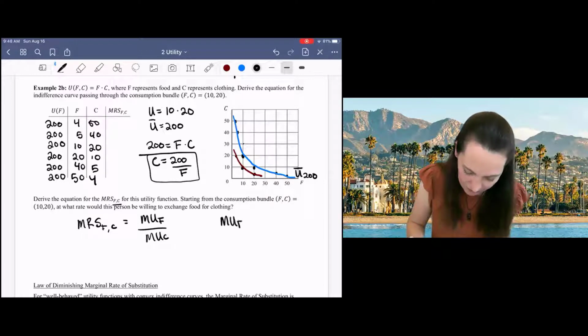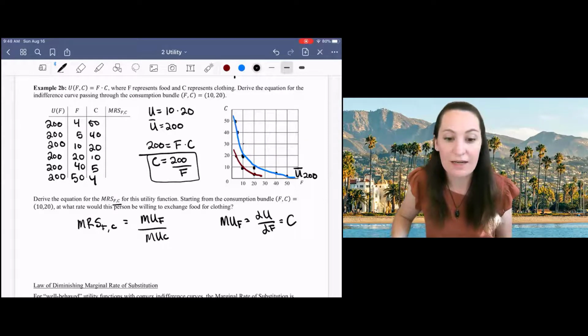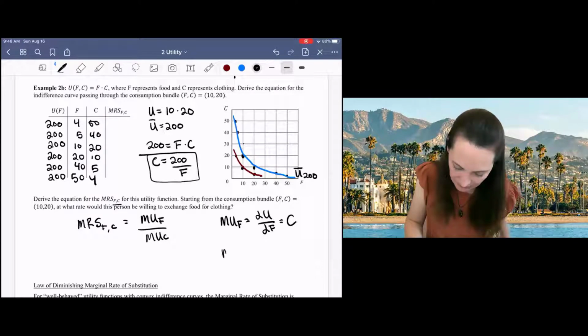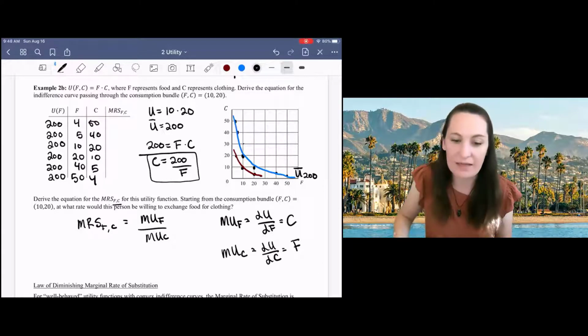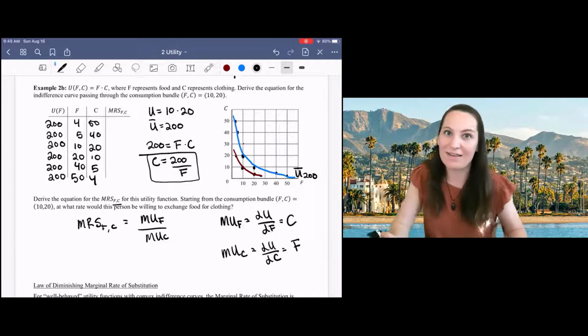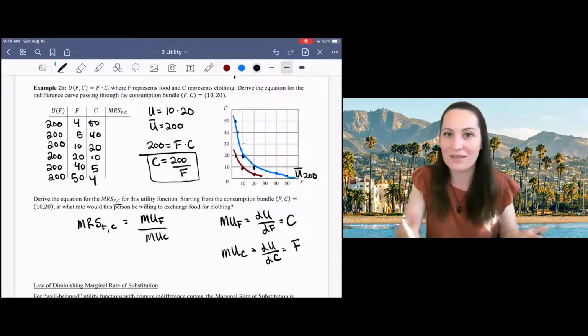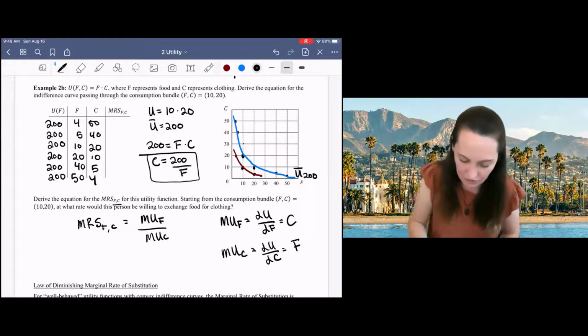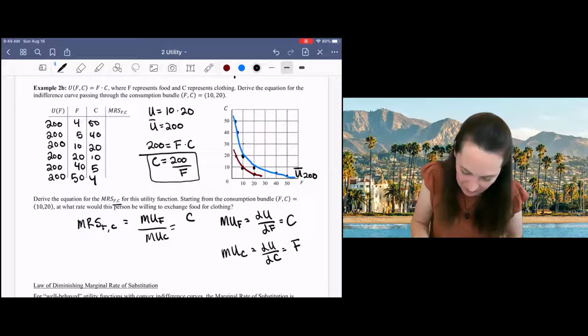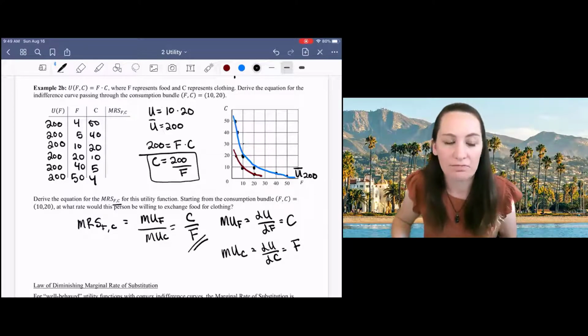So marginal utility of F, that's just the derivative of the utility function with respect to F. And because we have such a simple function, that's pretty easy. That's just C. Marginal utility of C is equal to the derivative of the utility function with respect to C, which again is pretty easy. It's F. Now don't get confused here, right? Because the marginal utility of F is C and the marginal utility of C is F. But if you just write it out, it won't be so confusing. Okay. So at the end of the day, then my marginal rate of substitution is given by C over F.